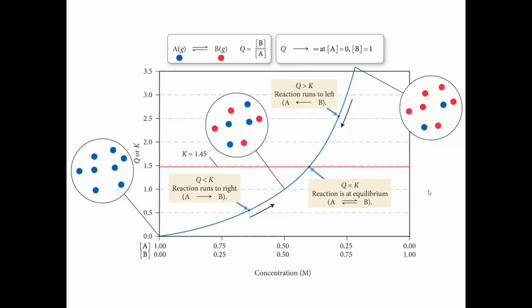All right, so here's just a graph showing that K in this example is 1.45. That's the red line that goes horizontally. Q is represented by the blue line. So when Q and K are equal, that's when the two intersect. That means that we are at equilibrium.